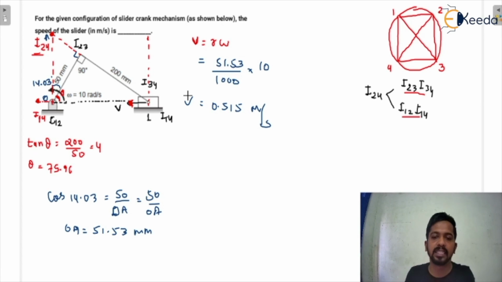You have to use this concept in order to find the velocity of the slider. When we solve previous year questions, you can see that a number of questions are asked on the speed of the slider using this concept. You just have to know how to draw the instantaneous centers, then you will be able to solve the questions. There may be another method to find the velocity, but this is the instantaneous center method. I hope you understand.